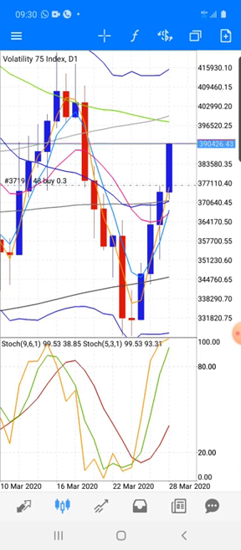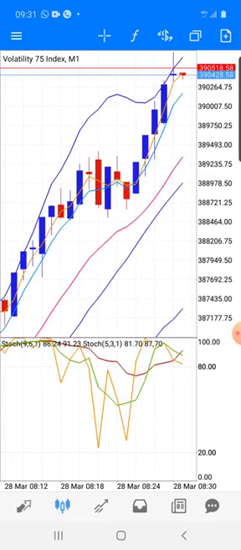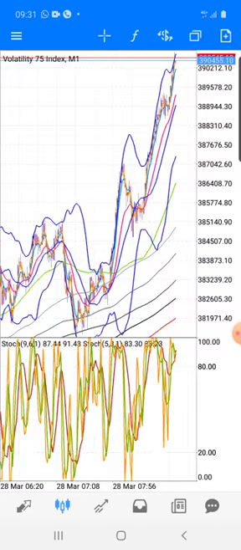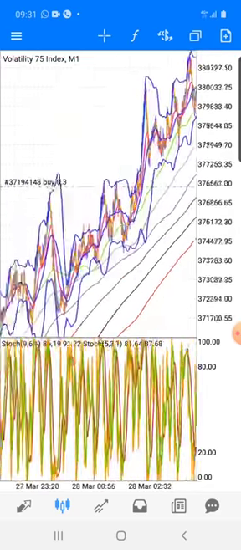So you won't take so many trades, but the few trades you take, you can really ride it and maximize it. What I love about the volatility indices, especially volatility 75, is the risk to reward ratio. You risk so little, and if you're patient, you can really ride the move. You understand, guys?